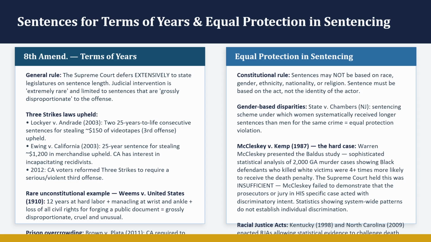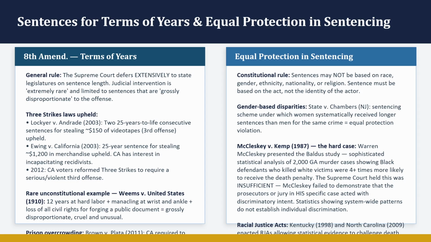State v. Chambers in New Jersey illustrated a gendered sentencing scheme that systematically disadvantaged women for the same offenses and was struck down. McCleskey v. Kemp is the most difficult case in this area. The Baldus study was methodologically sophisticated and showed stark racial disparities.